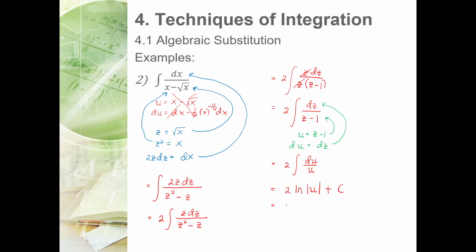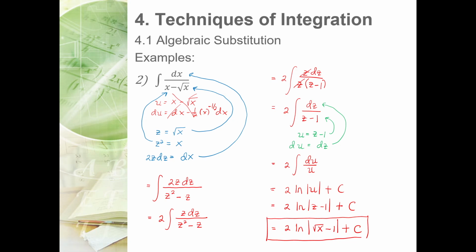So bringing back the value of the u parameter, that's z minus 1 plus c. So bringing back the value of z, that's square root of x. 2 ln square root of x minus 1 plus c. So this is your final answer.